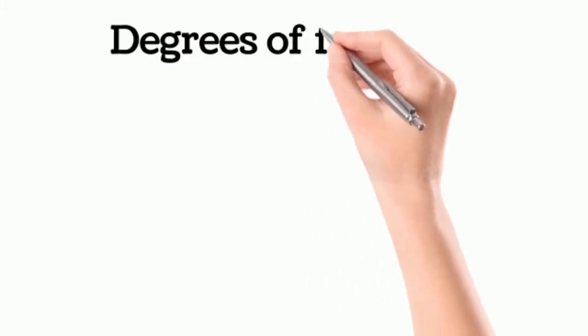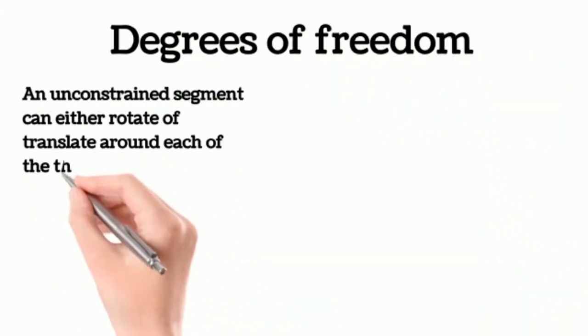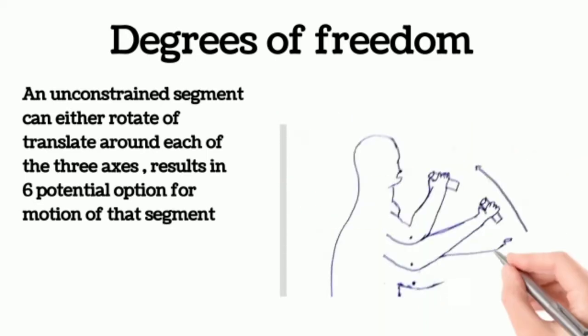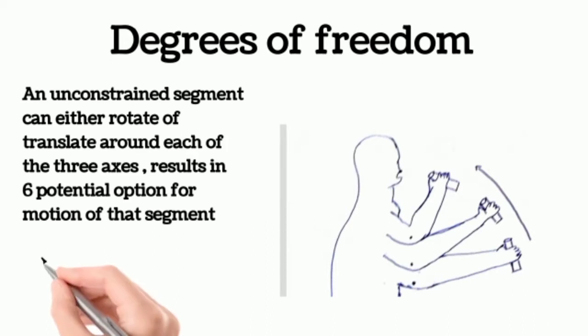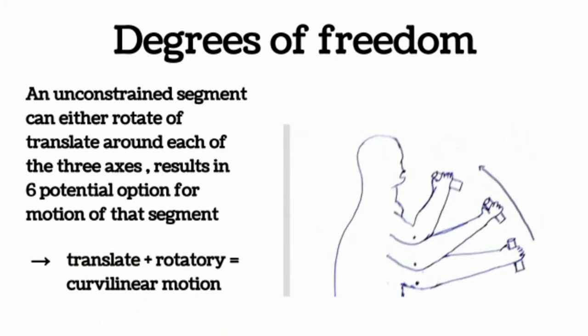Now coming to the degrees of freedom. Degrees of freedom means an unconstrained segment can either rotate or translate around each of 3 axes. There are 6 potential motions of that segment. In this picture we can clearly see that the center of mass is the same but the movement is changing. Here there are 2 movements, translatory and rotatory motion, so the degree of freedom is 2.